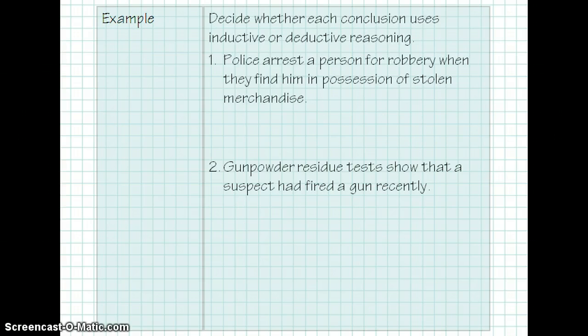So let's decide whether this is inductive or deductive. Police arrest a person for robbery when they find him in possession of stolen merchandise. Is this inductive or deductive? Well, this is inductive because somebody could have planted it on him. He could have just happened to find it. There's no way to directly tie him to that material. Next: gunpowder residue tests show that a suspect had fired a gun recently. Well, this is deductive reasoning because this is an actual scientific test that finds gunpowder residue. So it's a specific chemical type of test.